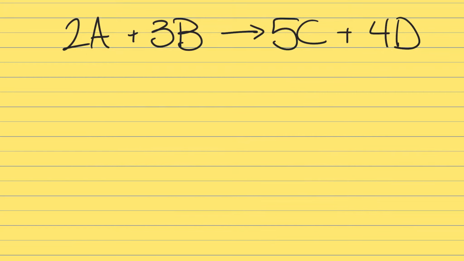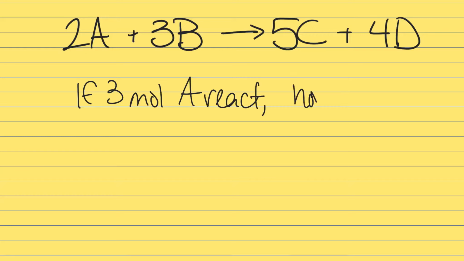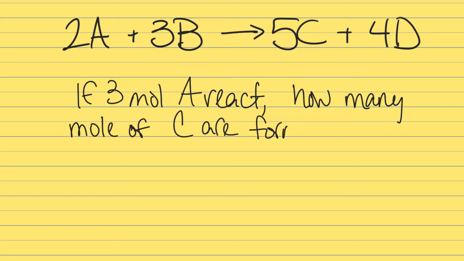So what about if we use numbers that are not clean or easy multiples, like the previous problems that we were just talking about? How would you do this? We'll still use the whole idea of dimensional analysis just to convert from one thing to another. For example, if 3 moles of A react, how many moles of C are formed? That's what we want to know.